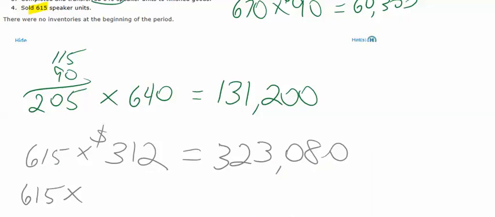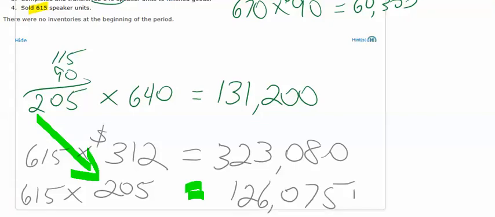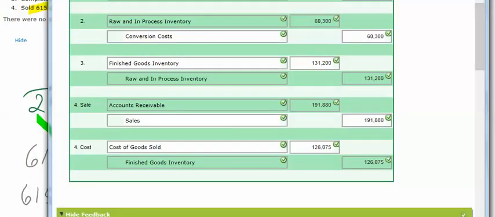I'm going to also calculate for those 615 units my cost of sales, I can use the $205 from here. So I just take this number here, and that equals $126,075. So I will debit my cost of goods sold for the $126,075, and I'll credit finished goods.